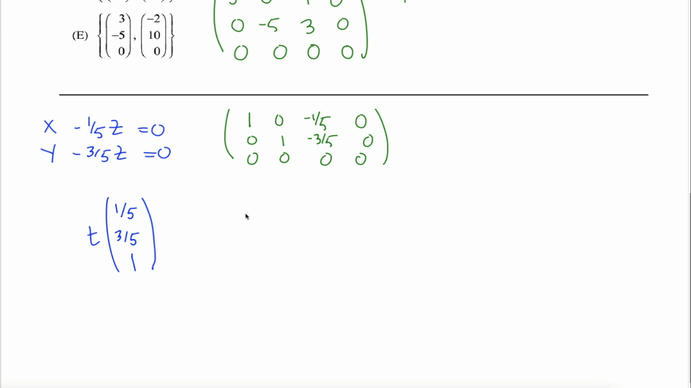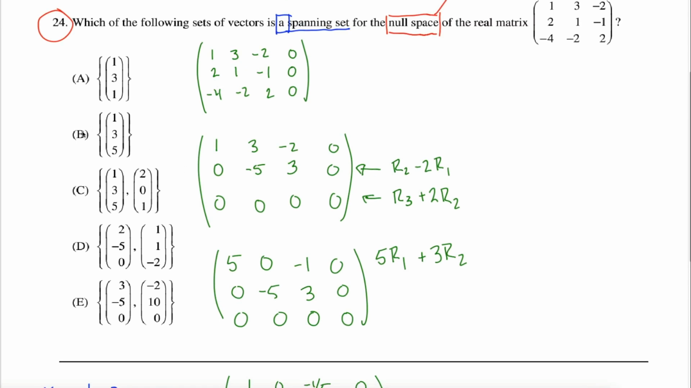5 times 1/5 is 1, 5 times 3/5 is 3, and 5 times 1 is 5. So a spanning set for our null space would be 1, 3, 5. Maybe the spanning set for our null space would be t times 1/5, 3/5, 1, or 1, 3, 5. Anyways, the answer is B.